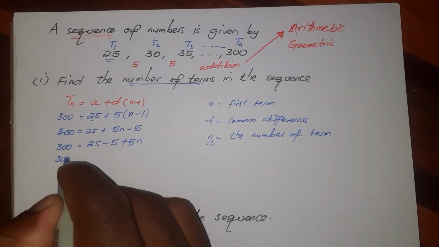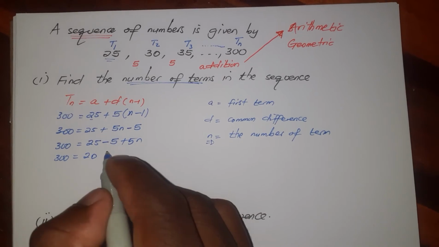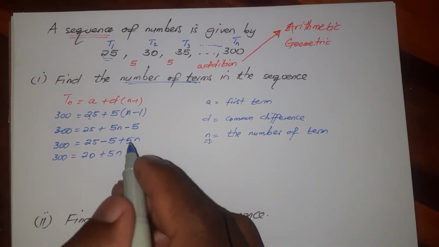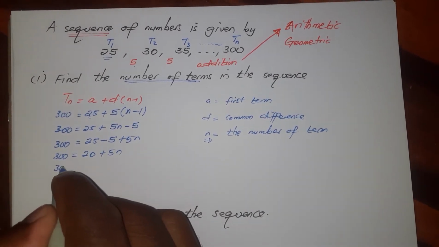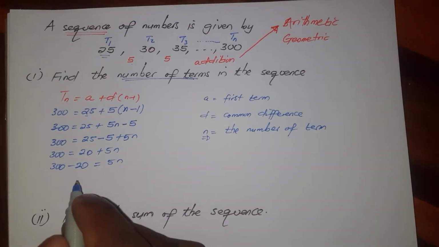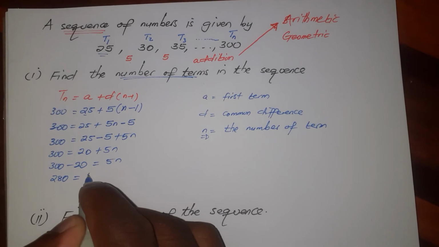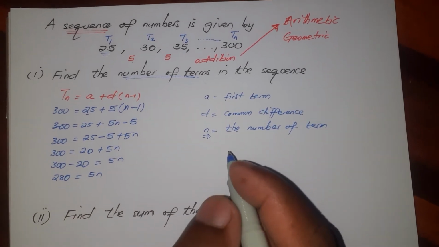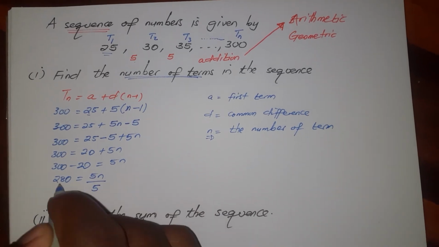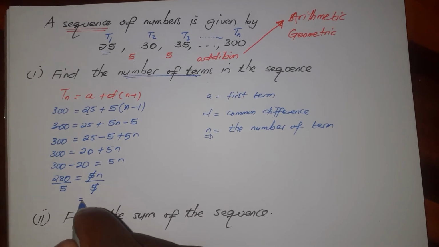This gives us 300 equals 25 minus 5, which is 20, plus 5n. We can still collect like terms here. 300 minus 20 equals positive 5n. This gives us 280 equals 5n. Since we are looking for n, we divide both sides by 5. So that 5 and 5 can cancel, and this side we only have n.